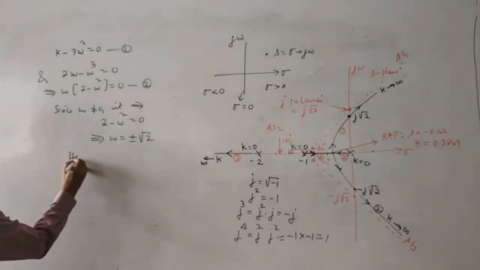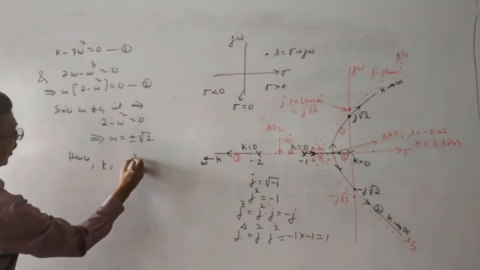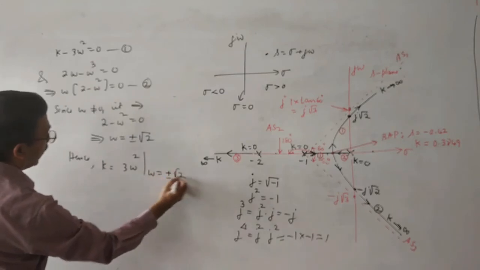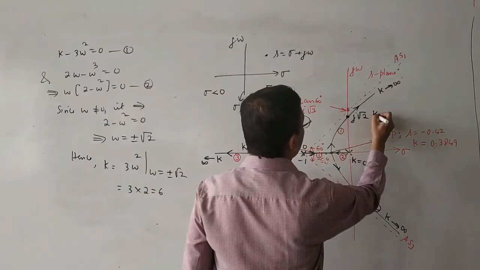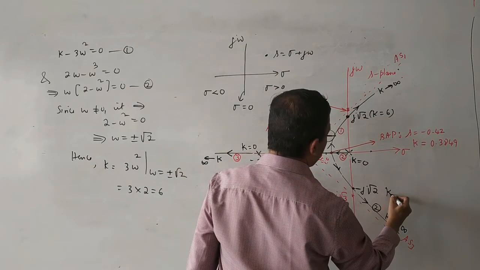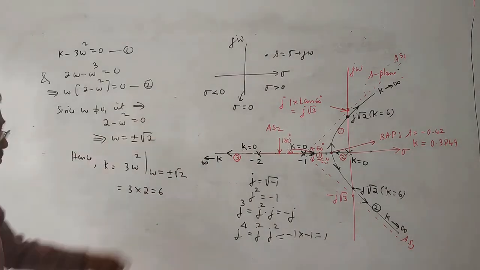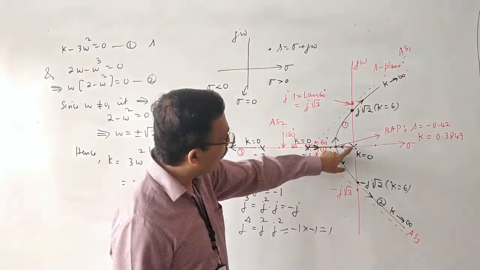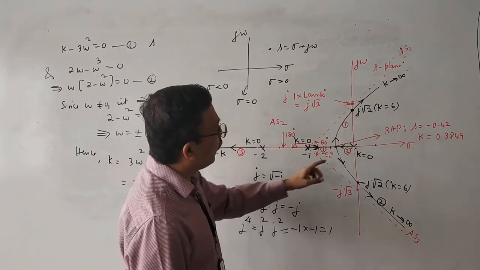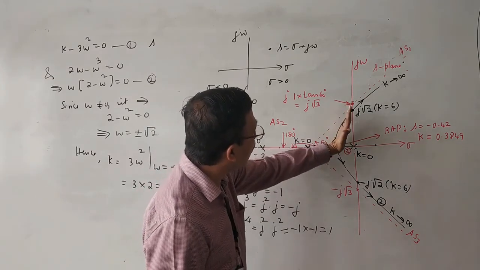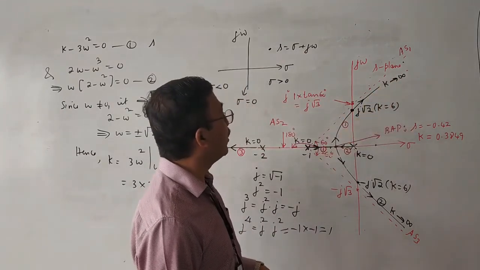What is K? K is from here, 3 omega square at omega equal to plus minus root 2. 3 into 2 is equal to 6. The value of K here is 6. The same result you can obtain by doing Routh criterion, but this is a simpler approach. For K equal to 0, we are at the origin. At K equal to 6, the root is j root 2. For values of K from 0 to 6, root locus is on the left side. For K greater than 6, root locus goes to the right side.